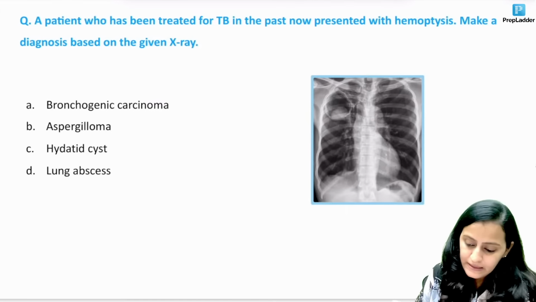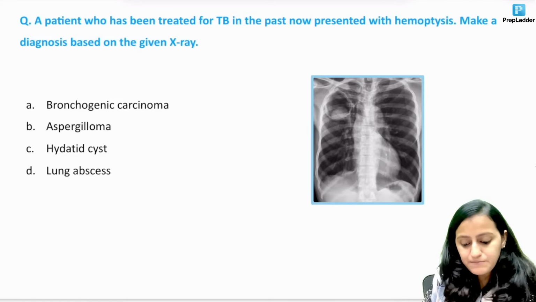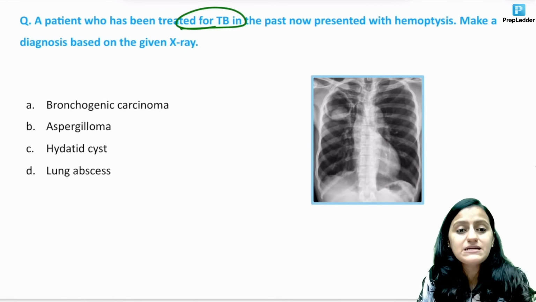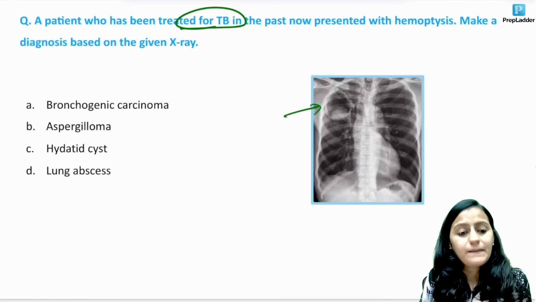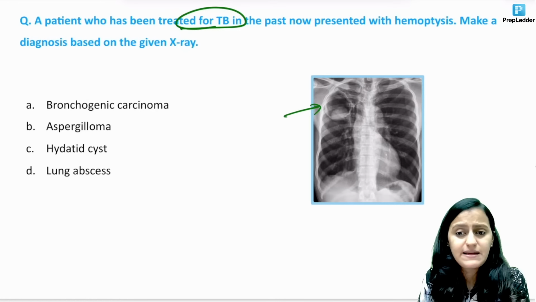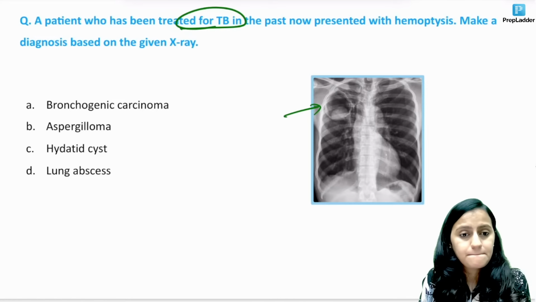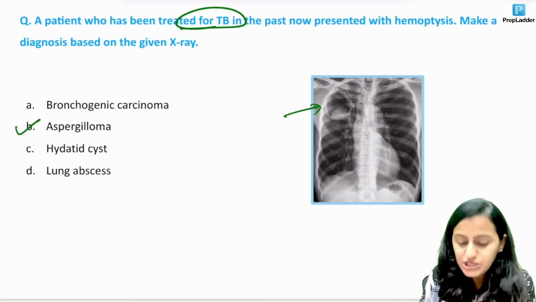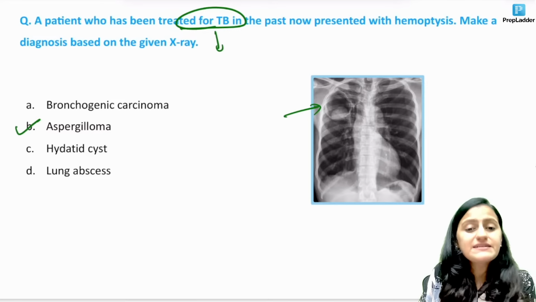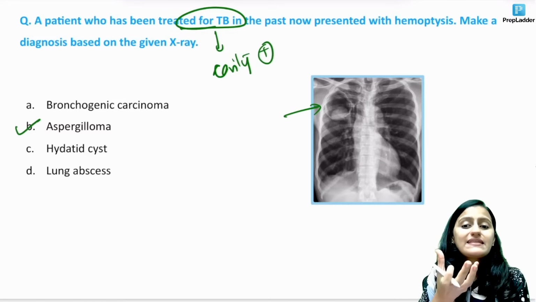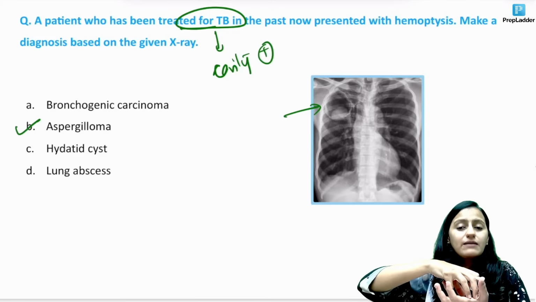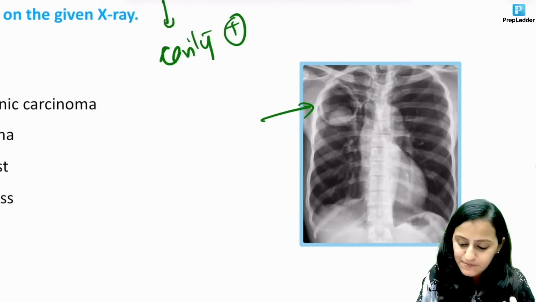Okay. Next one, what will be the answer to this one? A patient who has been treated for TB and now you see something on the X-ray. Right, this is one of the recent FMG exam questions. Correct. This is aspergilloma because of the important history of a TB patient. So there is a cavity, and in that cavity the fungal ball comes and sits. So that is fungal ball, aspergilloma.